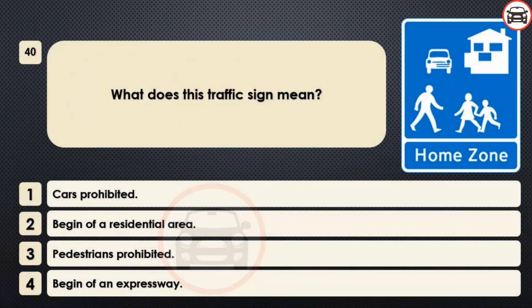What does this traffic sign mean? 1. Cars prohibited. 2. Begin of a residential area. 3. Pedestrians prohibited. 4. Begin of an expressway.